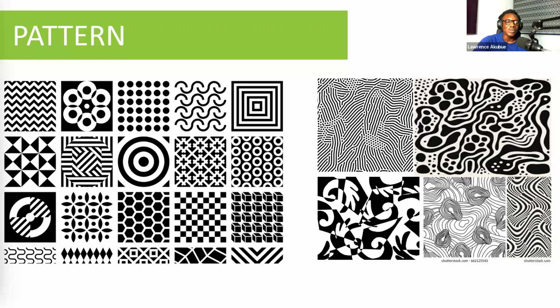Now, for pattern, you can equally have what we call geometric pattern, which is on the left hand side, and organic pattern. When we talk about organic pattern, it kind of gives you a sense of nature. Geometric gives you a sense of mathematical formula, but organic gives you a sense of nature. So you can see that in line, in shapes, and in pattern.